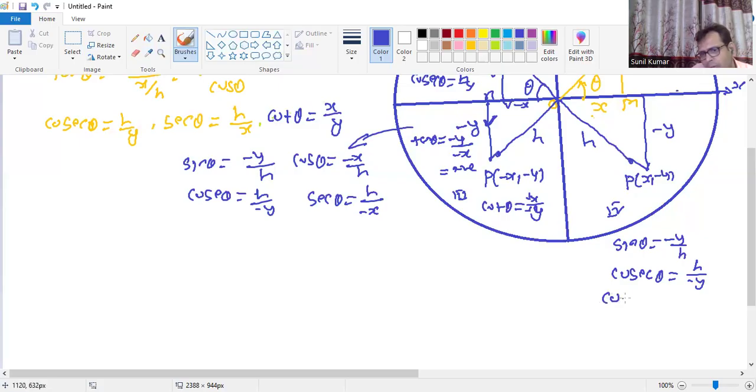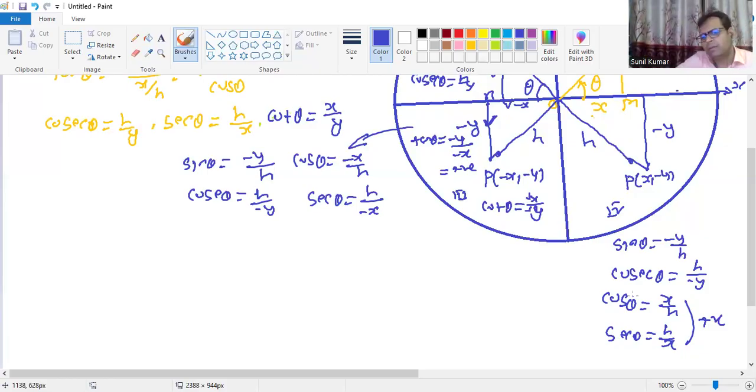Similarly, if we find cos theta, we get x by h, and sec theta is h by x. So here cos and sec are positive. So you can say that in the fourth quadrant cos theta and sec theta are positive. The remaining four are negative. Tan theta also is negative here, we can write -y by x, where -y is the perpendicular and x the base. Similarly, cot theta is x divided by -y. So tan, cot, sine and cosec are negative in the fourth quadrant, and cos and sec are positive.